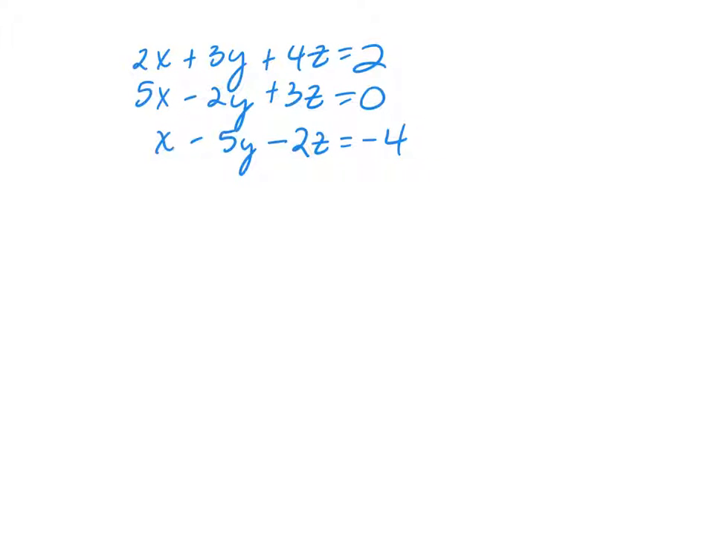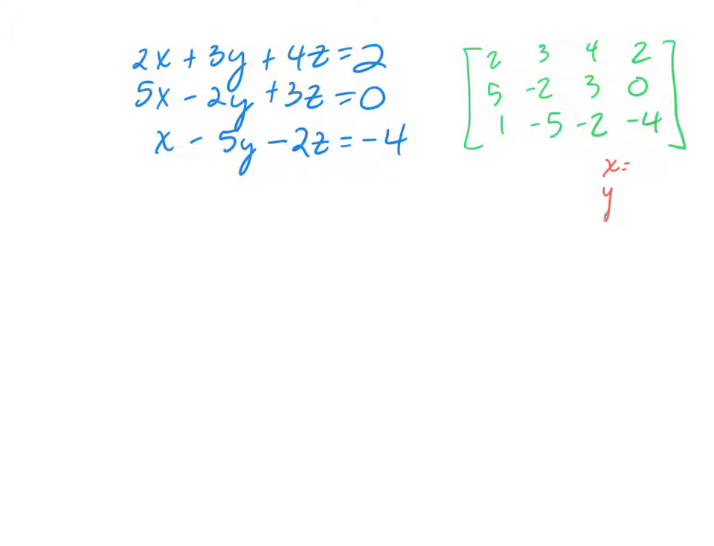So the first thing we're going to do is RF. We're going to set up our matrix, which is going to be 2, 3, 4, and 2, 5, -2, 3, and 0, 1, -5, -2, and -4. And you're going to find your RF, and you're going to get your X, Y, and Z. So X equals, Y equals, Z equals, and I believe by memory it's 2, 2, and -2, but somebody check it.